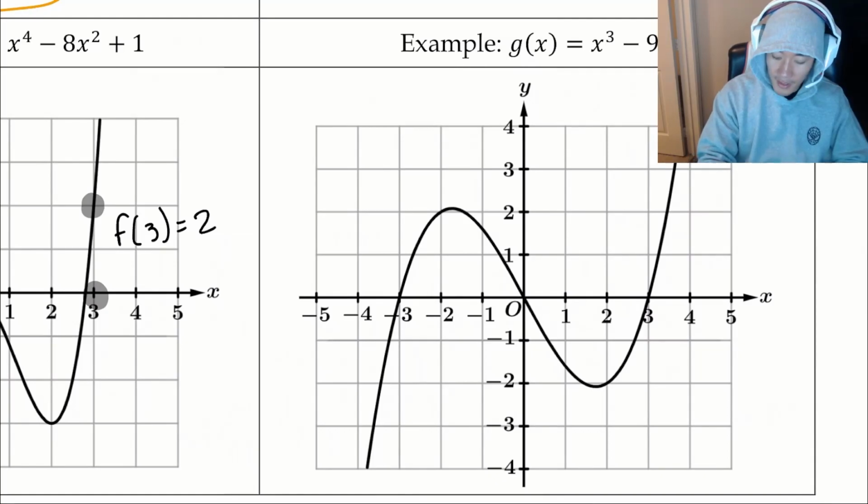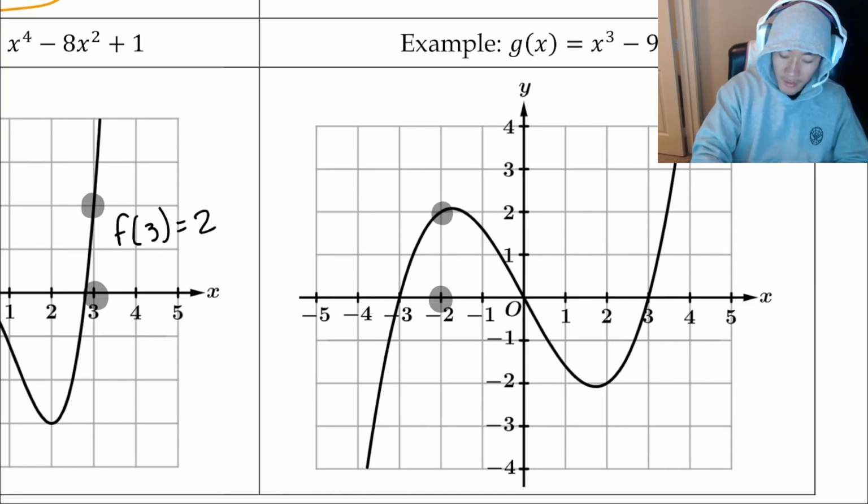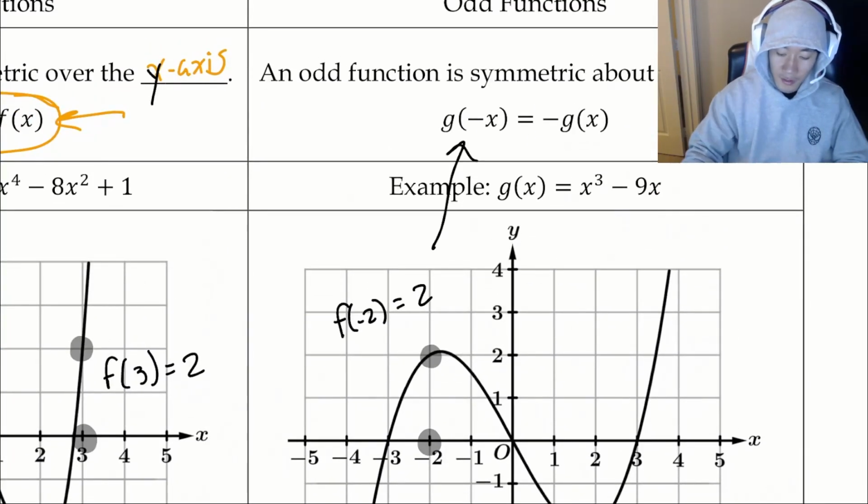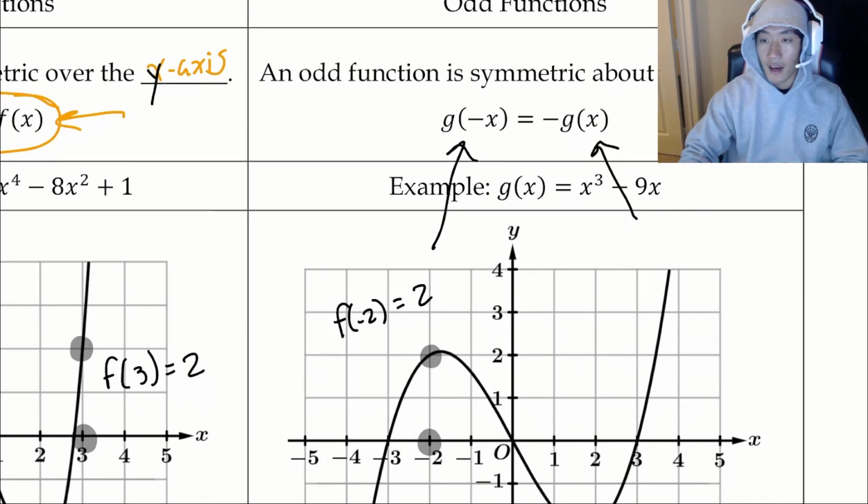I will pick, let's say, -2. The associated output value at -2 is +2. So it seems like f of -2 is equal to 2. So that's what we're claiming for this left-hand side here. What should happen on the right-hand side, hopefully, is that we get -2 somehow as the output.